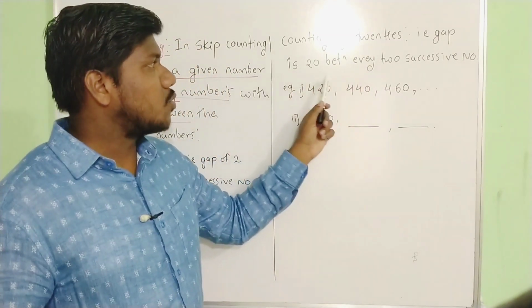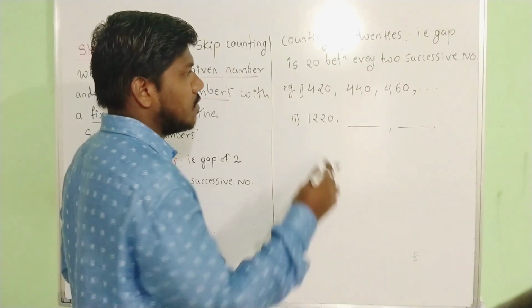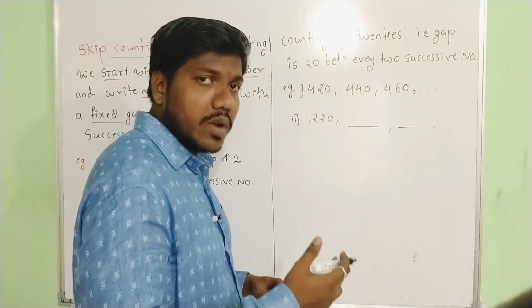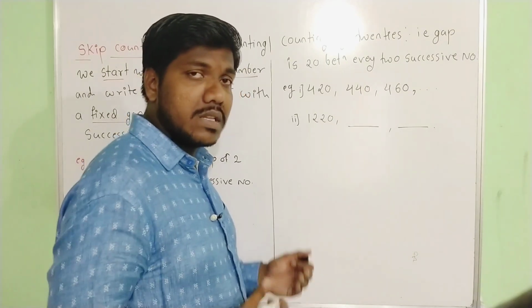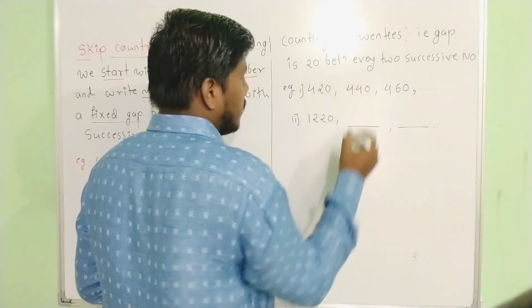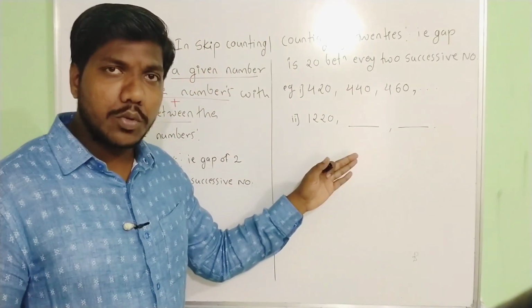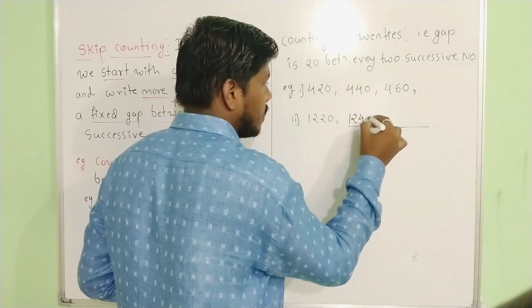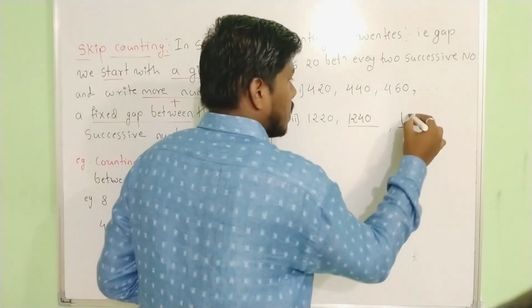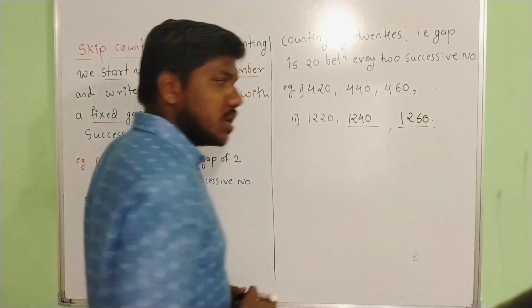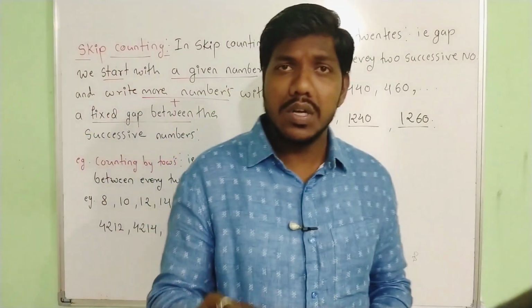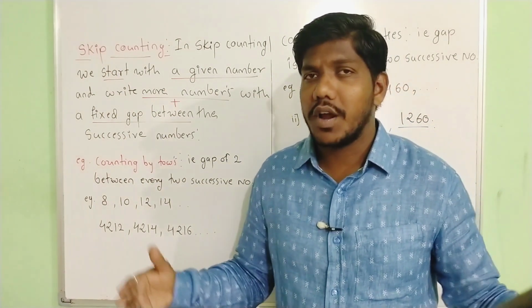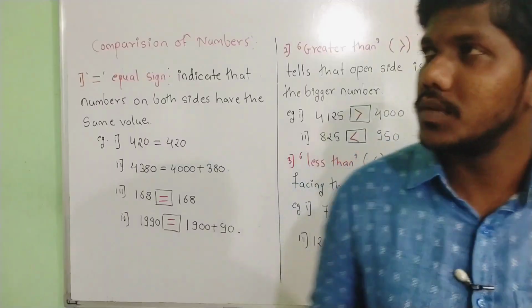So the gap is 20 between every two successive numbers. So here 420. After 420 the next number is 440. Next number is 460. That means the gap is 20. Here we have 1220. So the next successive number is 1240. That is, the gap is 20 plus, 1260. So in this way we can easily do skip counting, that is counting by twos, counting by fives, or counting by hundreds in a simple method.